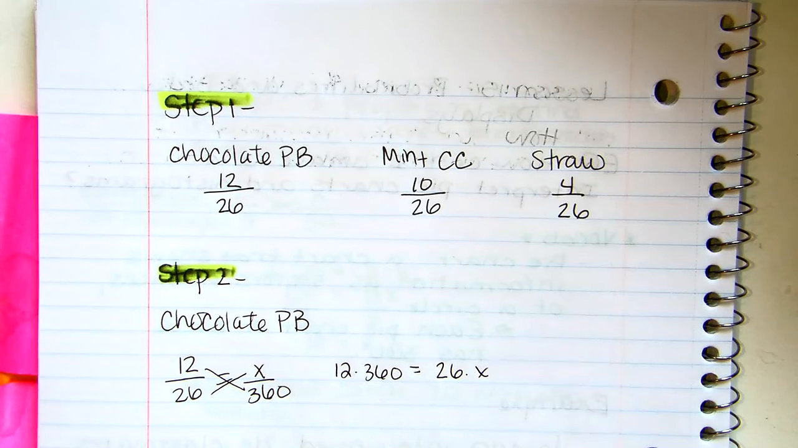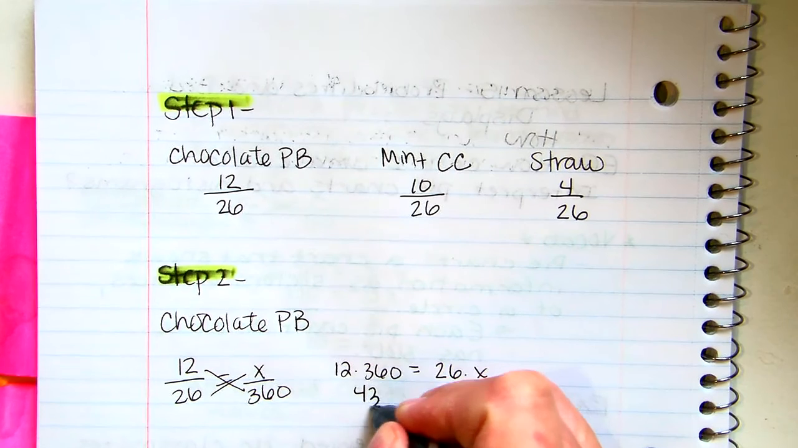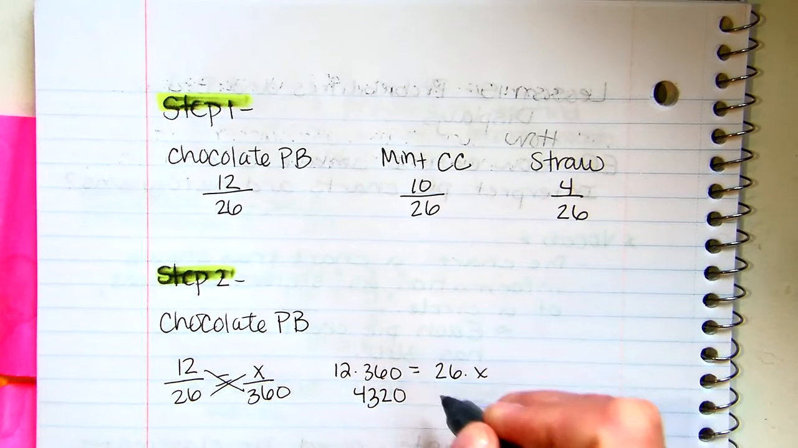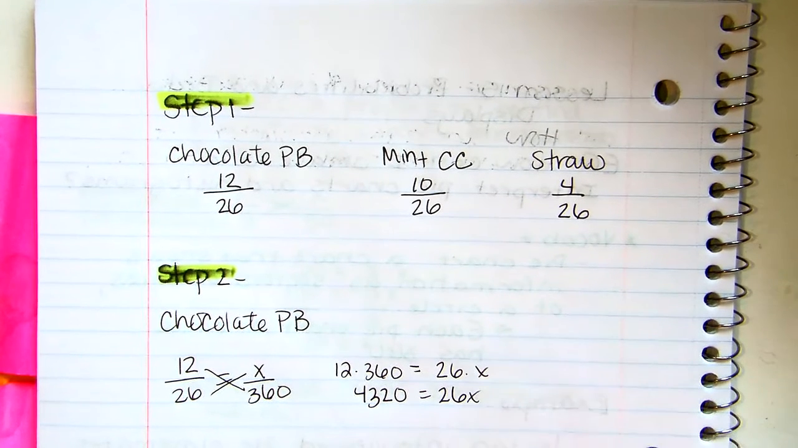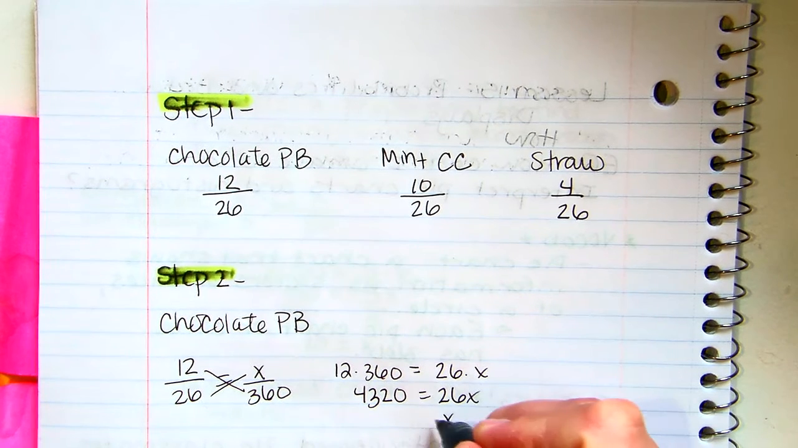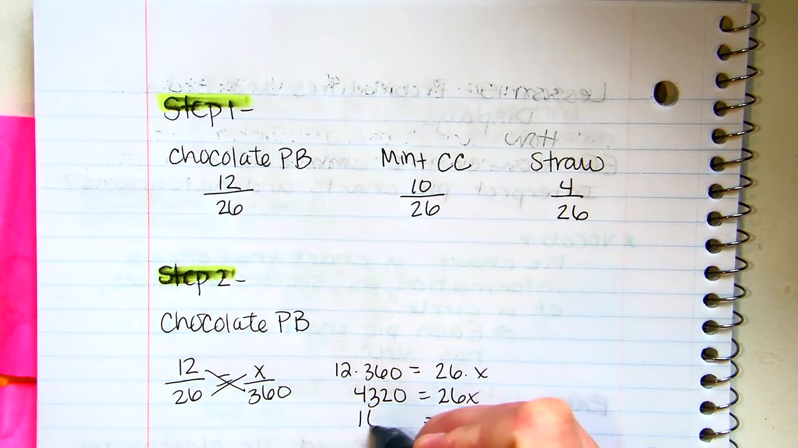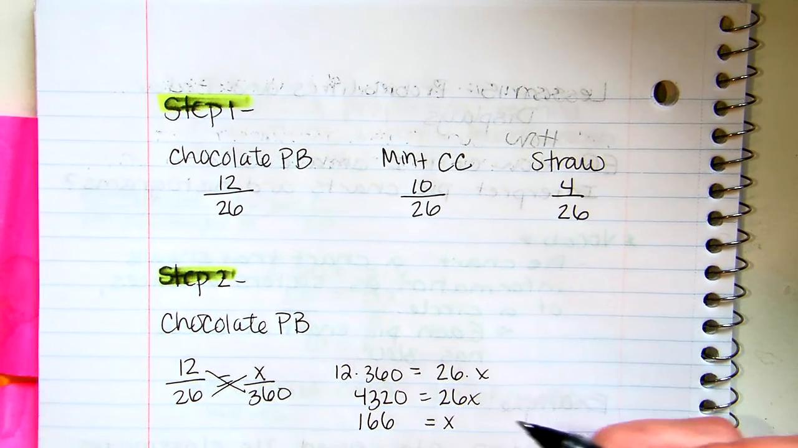Now, 12 times 360 is going to give us 4,320. And that's going to equal 26x. Now I'm going to divide by 26 on both sides, leaving me with x equals 166.